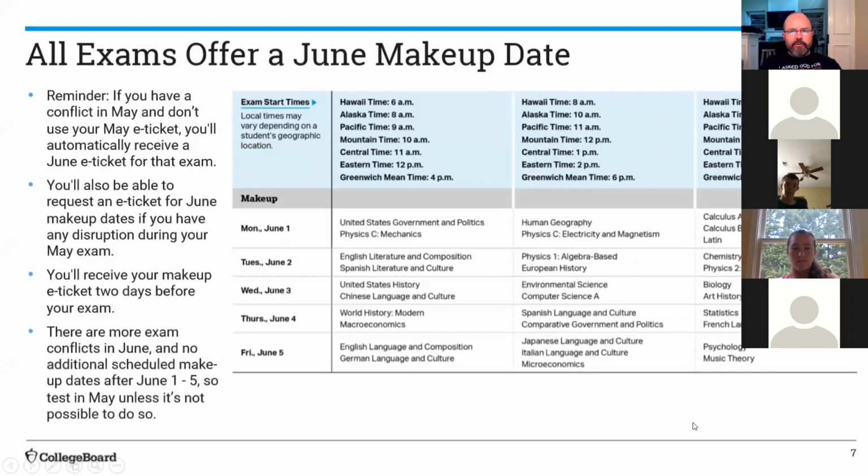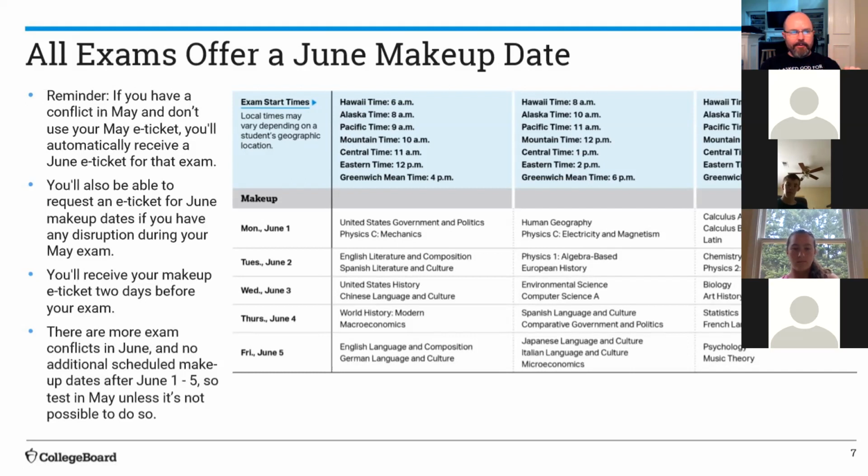All exams offer the June date backup. Here is the backup listing. If you have a conflict in May and don't use your ticket, you're automatically going to get a ticket 2 days before these dates. You can also request an e-ticket for June makeup dates if any disruption occurs during your May exam. Say you get disconnected from your computer, say you get violently ill, say your internet goes out. You can use your current May ticket to request a June ticket.